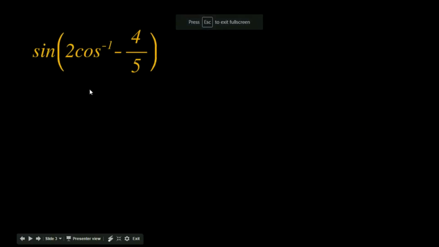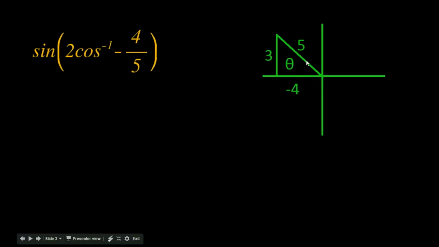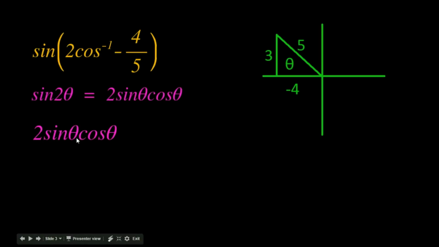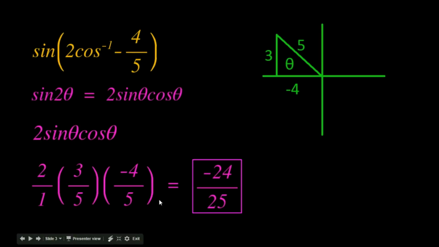Now again, we've got an inverse cosine, and this time a negative 4 over 5. So the associated triangle would be this one in the second quadrant here. And knowing that sine of 2 theta is 2 sine theta cosine theta, we can plug in our values, and we should get negative 24 over 25.